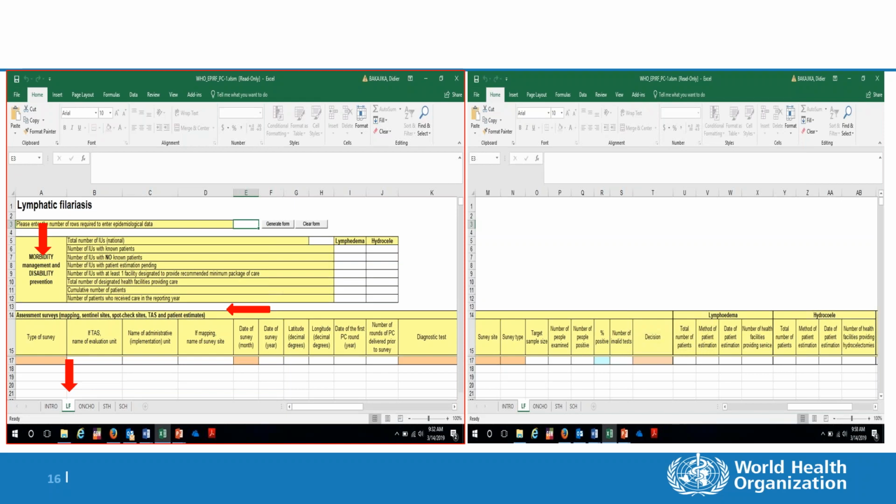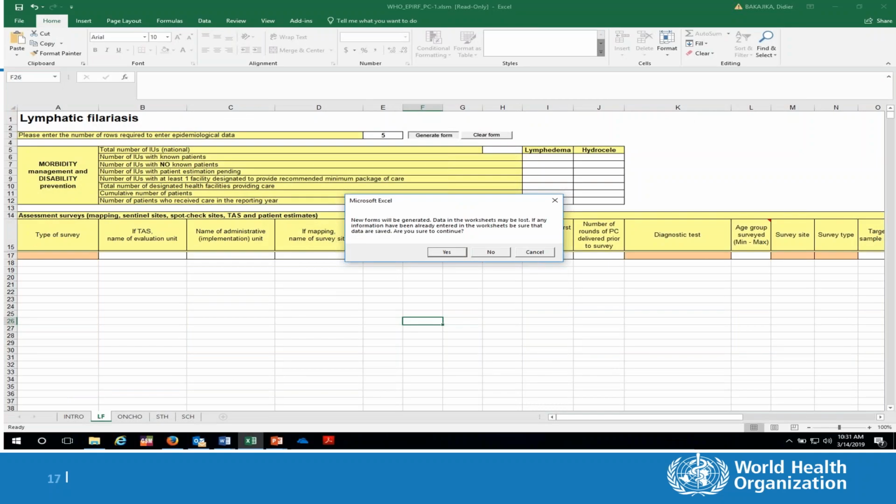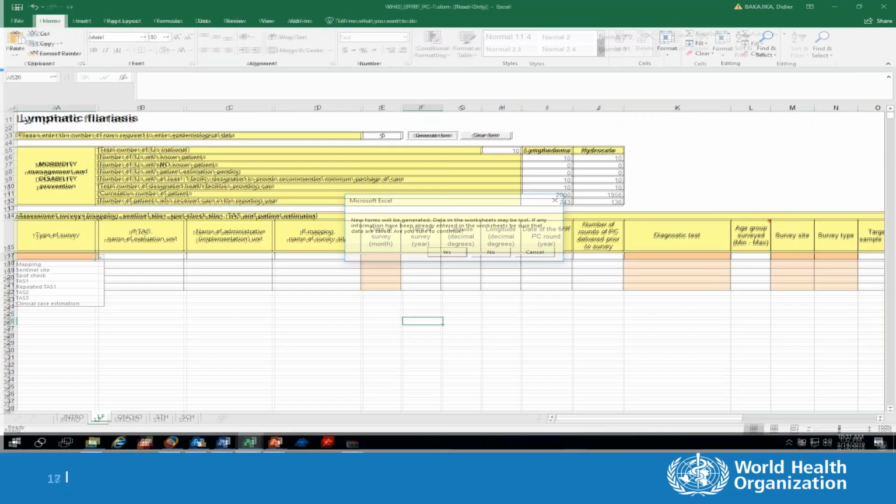So if we go to the second part of this form, we have the assessment survey and mapping. It's where we will put the data that we have collected for the current year. So next.